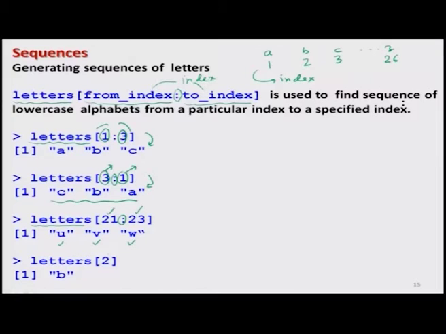Suppose I want to recall the alphabet at the second position. So, I have to give it here letters, and inside the square brackets only 2. Right. So, you can see here I get B. So, why not do all these things on the R console and try to see how it happens.